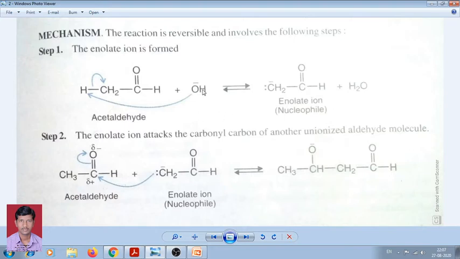Therefore, in the presence of sodium hydroxide or OH minus, the base can abstract the proton from the alpha carbon. What is the role of the base? The base can abstract the proton which has more acidity. These alpha protons have more acidity, so the base can abstract the proton from this alpha carbon atom, and it gets converted into CH2 minus, an anion that is a nucleophile, with the loss of H2O as a byproduct.